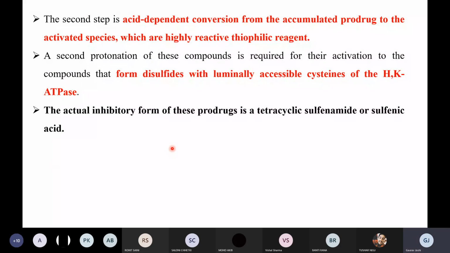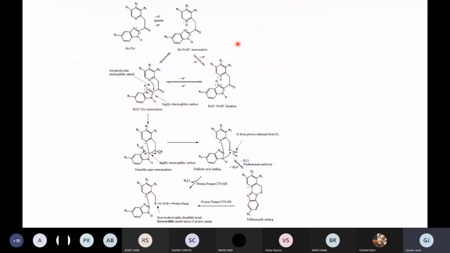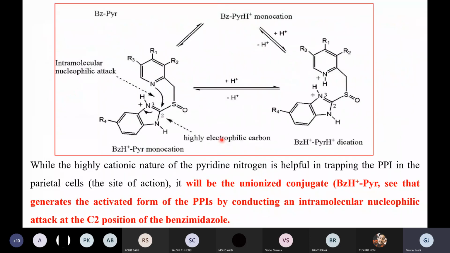Now we will talk about the second step. What will happen in the second step? The acid dependent conversion from the accumulated product to the activated species, which is a highly reactive thiophilic reagent. So I'll go to the structure. I have just given the complete summary of what is happening, and I'll be discussing the individual steps.